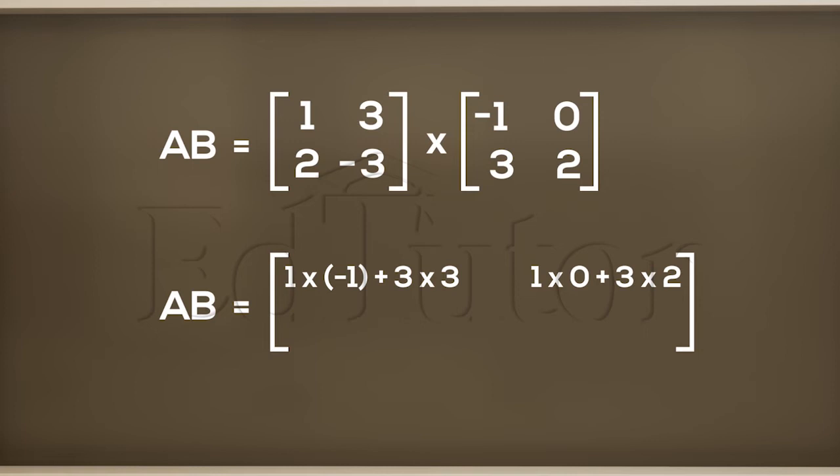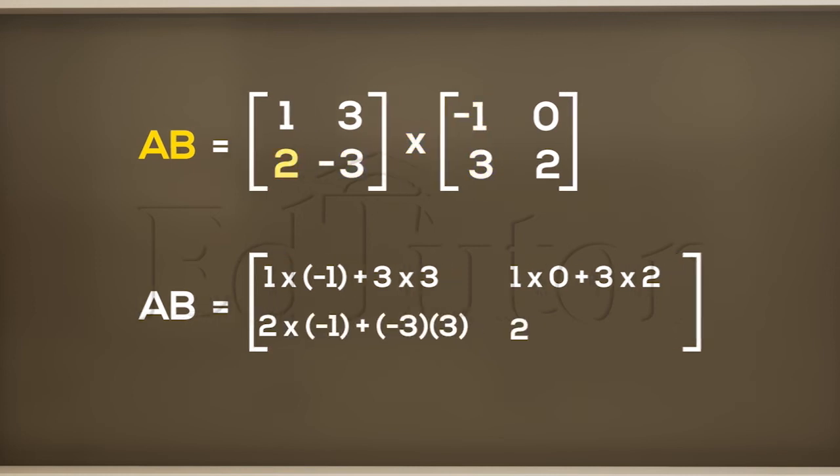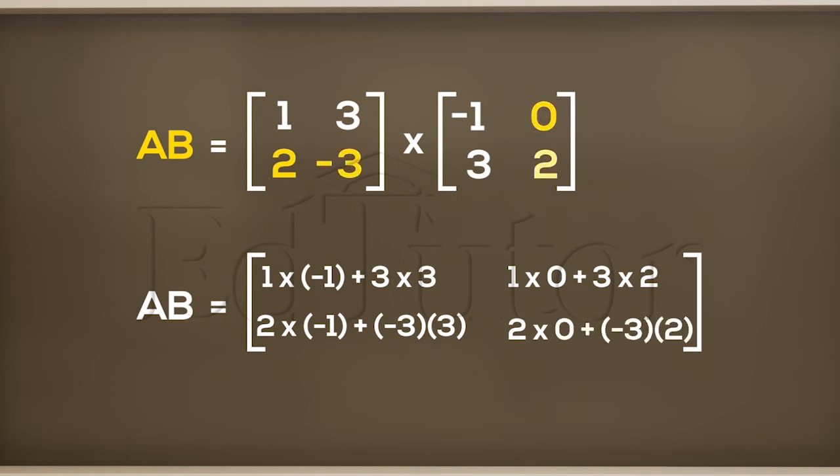It is also known as the 1-1 position or the top left position. Similarly, the result of the first row, second column is placed at the 1-2 position or at the first row, second column of the resulting matrix AB. Now we follow the same steps for the second row as well. Take the second row of A and multiply it with the 2 columns of B one by one. 2 multiplied by -1 plus -3 multiplied by 3 and 2 by 0 plus -3 by 2.